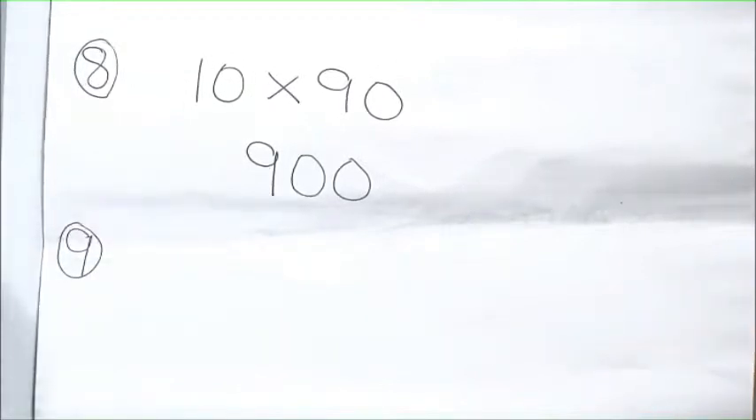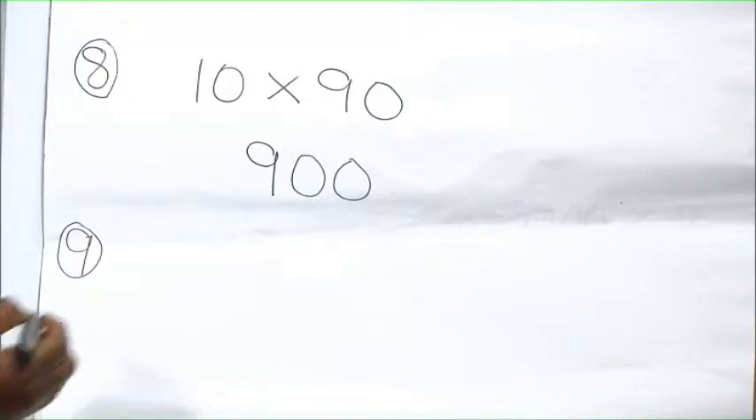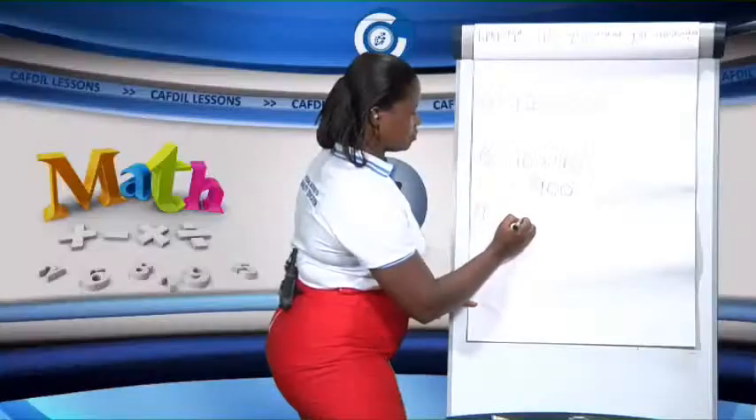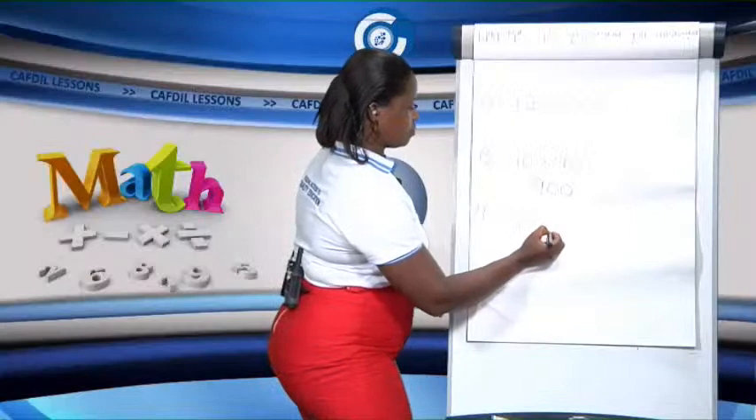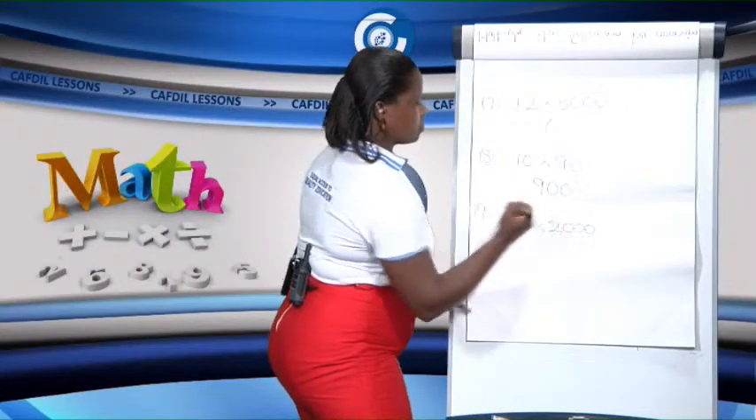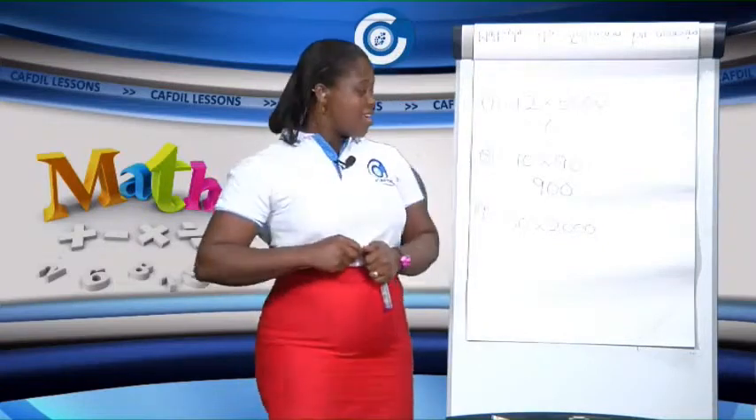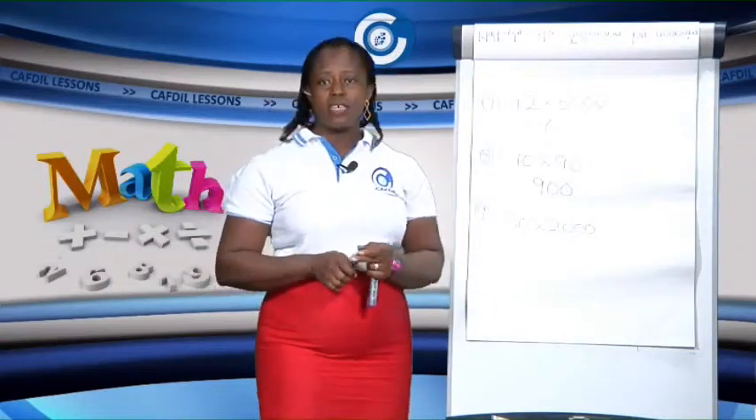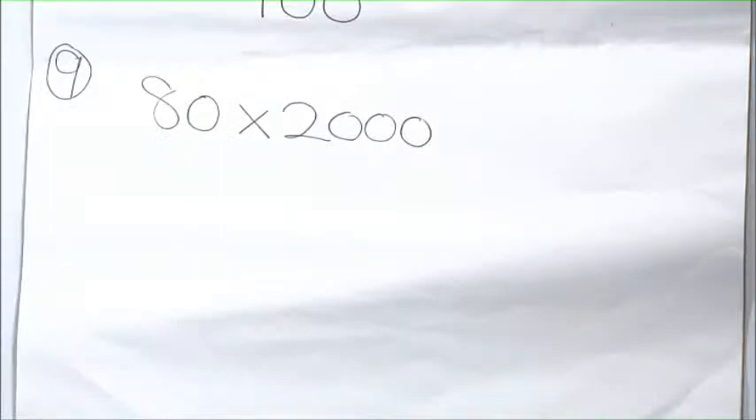Let's solve another one. Eighty times 2,000. I want you to do this as well. The ninth example, 80 times 2,000. You have just a minute to do that.